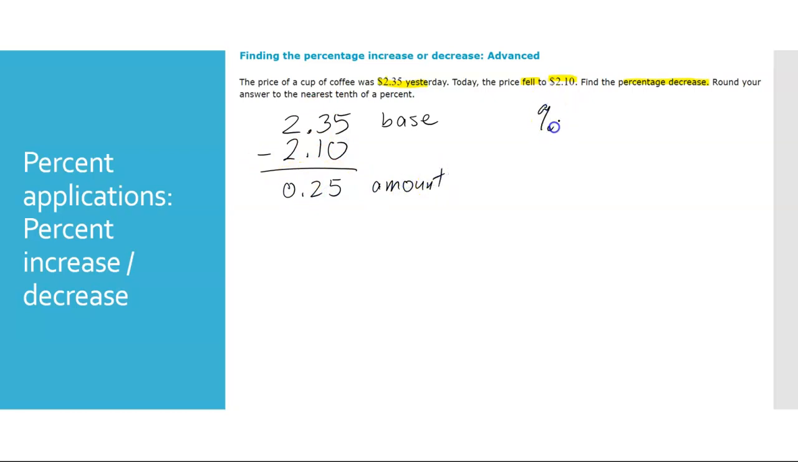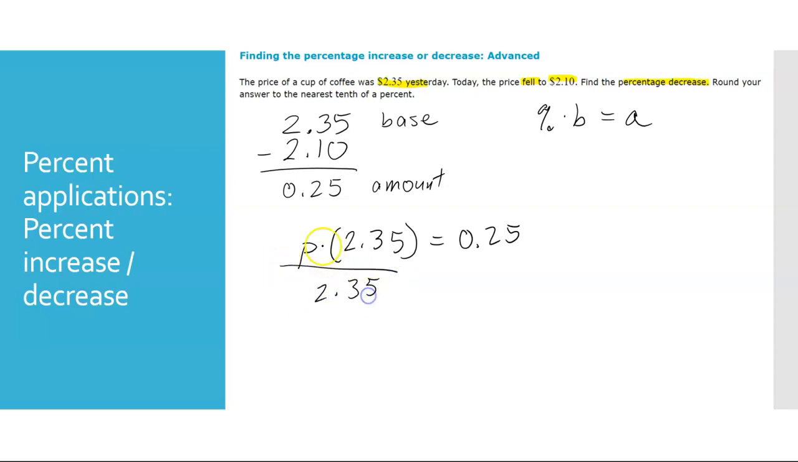So using percentage times the base equals the amount, I'd set up the equation like this. Percentage is what we're trying to find. I'll call it P of 2.35 equals 0.25. Since it only decreased by a quarter, I'm guessing that this percent change is kind of small. Then again, the cup of coffee didn't cost that much to begin with. Okay, to solve this, I'm going to just divide both sides by 2.35. Since it's multiplied in, we divide it out.